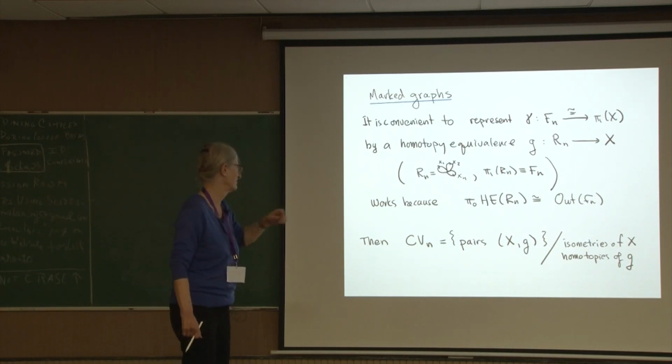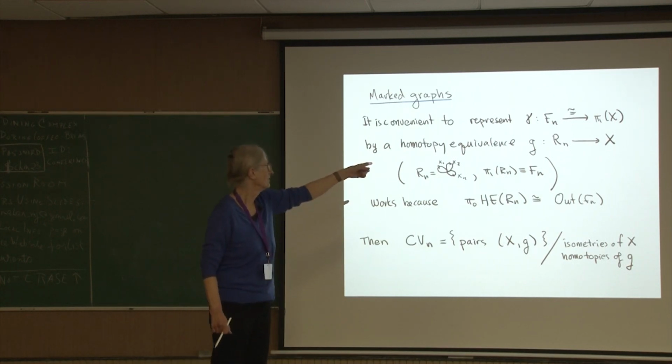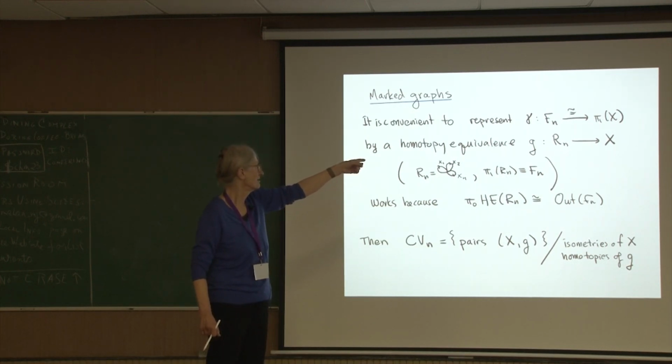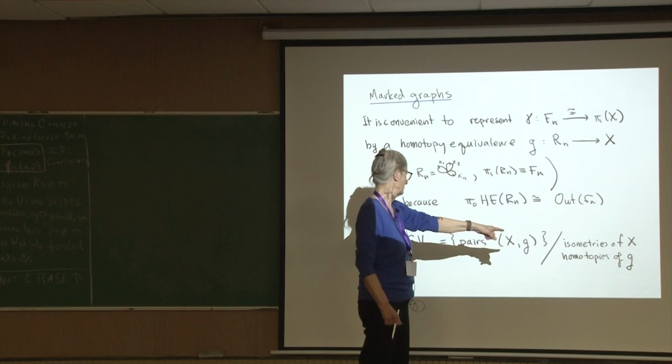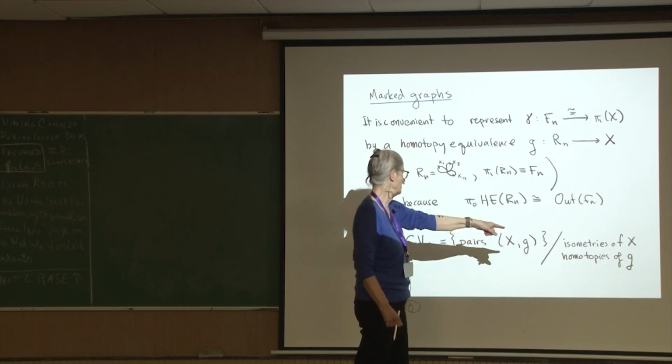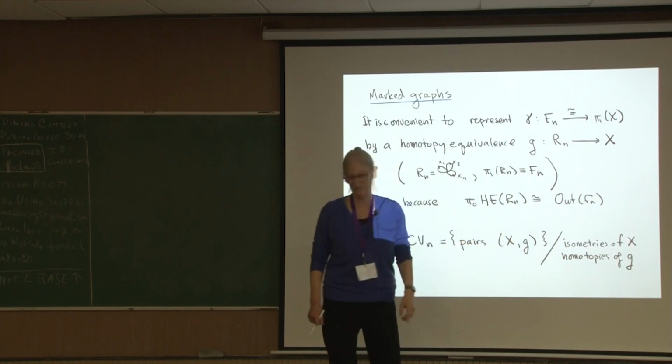And so then you think of CVN as pairs consisting of a graph X and one of these maps g, which is called a marking. And of course, the equivalence relation here is isometries of X and homotopies of g.